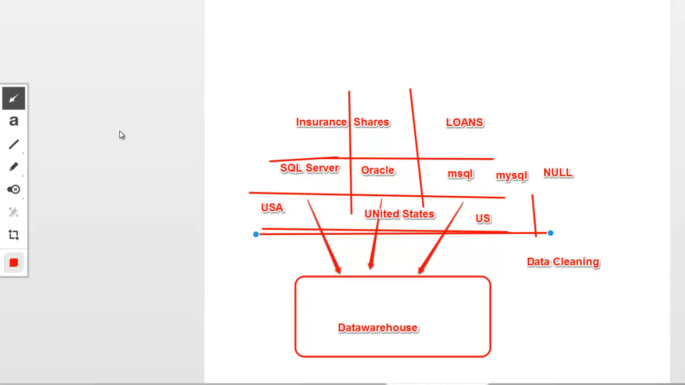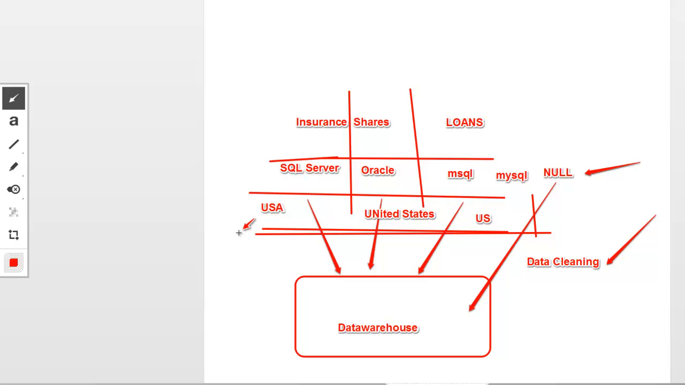Okay, how do you want to interpret the null into the data warehouse, right? Do you want to interpret the null as 0, or discard the entire record? That is also one of the activities that comes as a part of data cleaning. So before we push the data into the data warehouse, there are certain things which we are talking about, right?